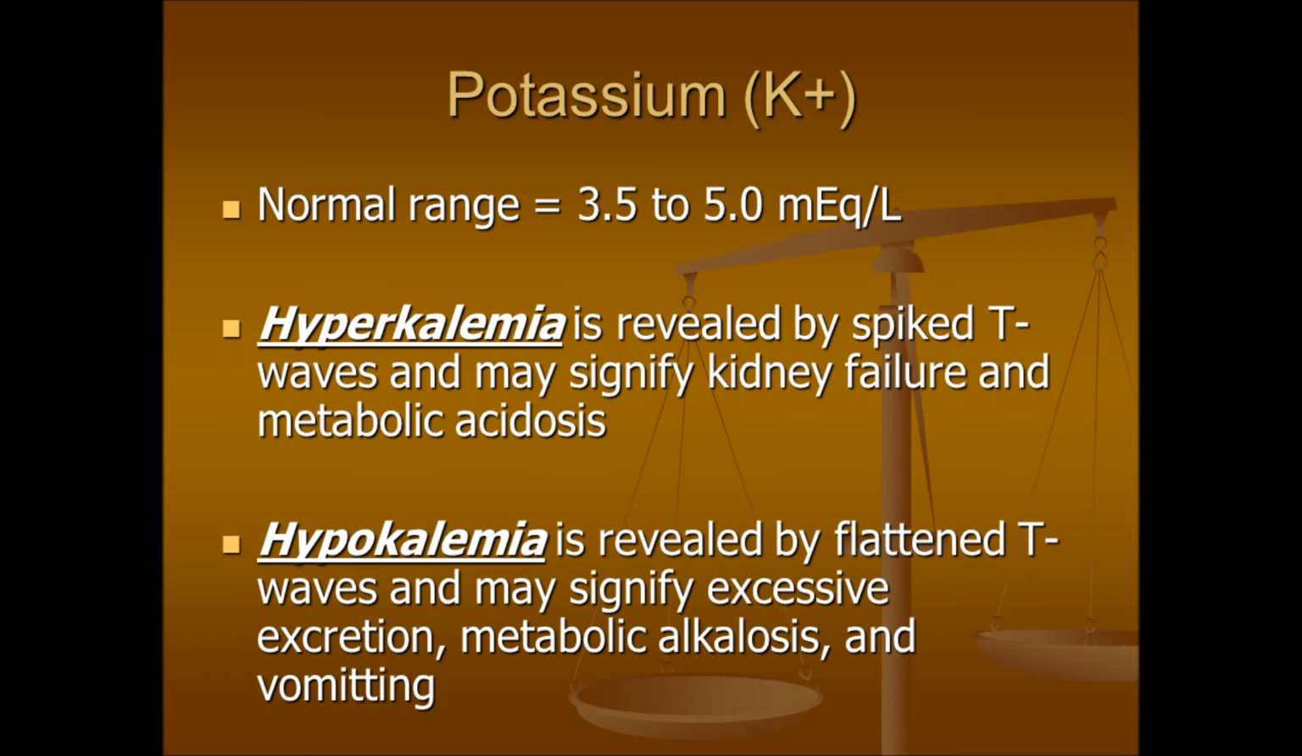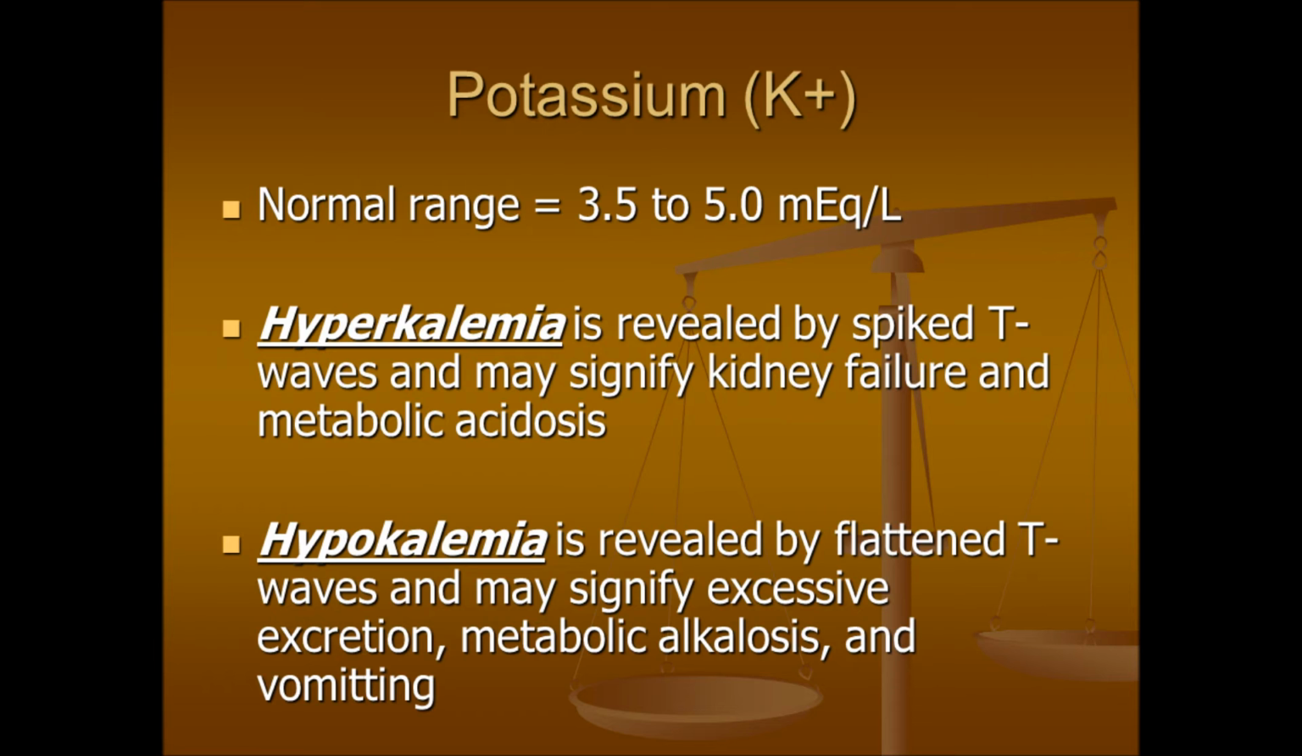So hyperkalemia means you have too much of the base. And on the ECG rhythm, it's going to show a spiked T wave. And this obviously signifies metabolic acidosis. And if you have hypokalemia, it reveals flattened T waves and may signify excess excretion, metabolic alkalosis, and vomiting.